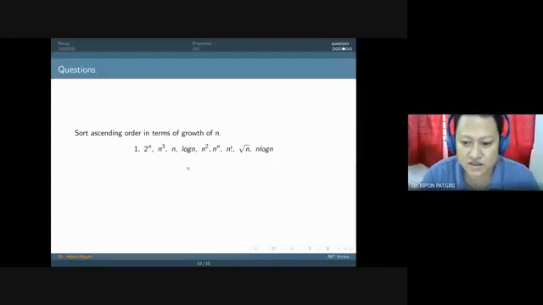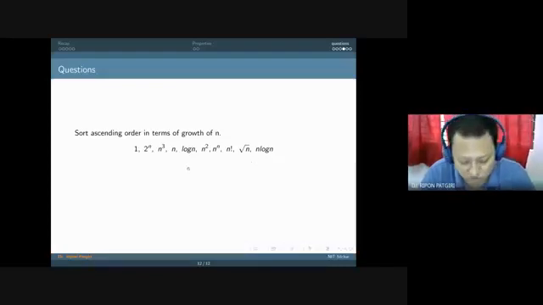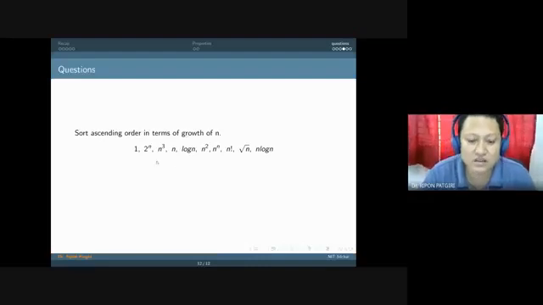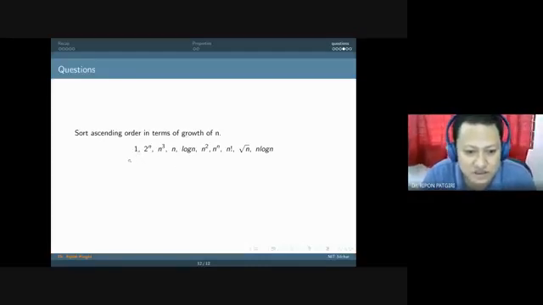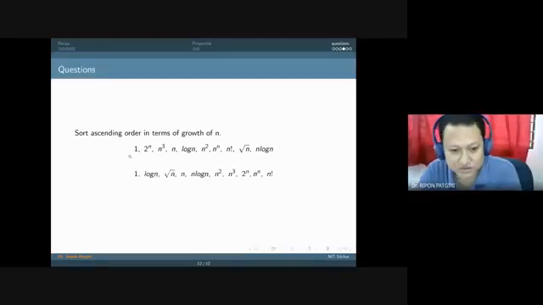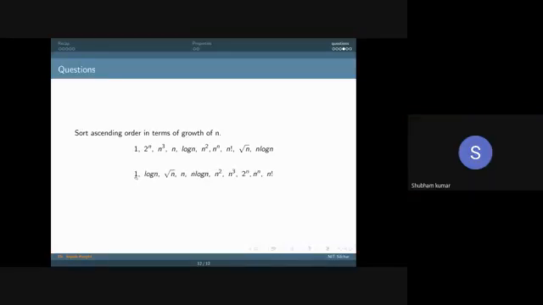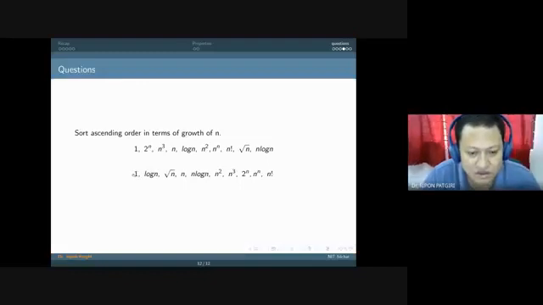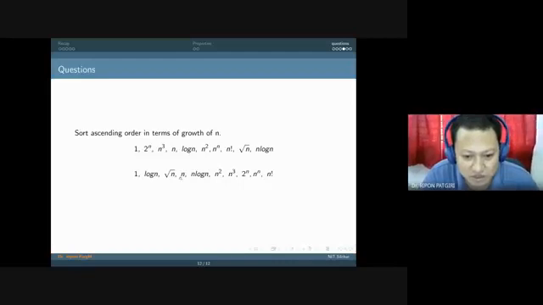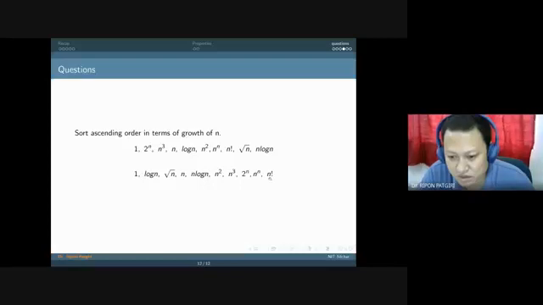Which one will be the fastest? We have to arrange them in ascending order. The fastest will be big O of 1. It will be the fastest solution. The next fastest solution is big O of log n. Then the next fastest solution will be big O of square root of n. The next fastest will be big O of n, and then the slowest solution is n factorial.